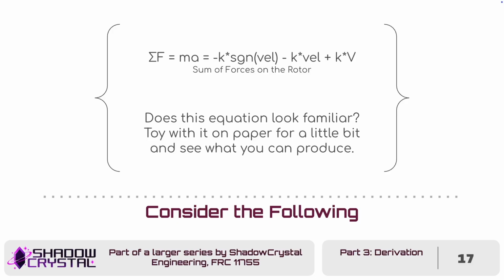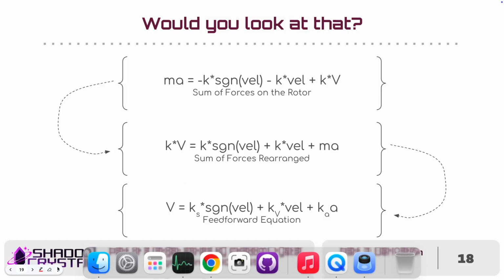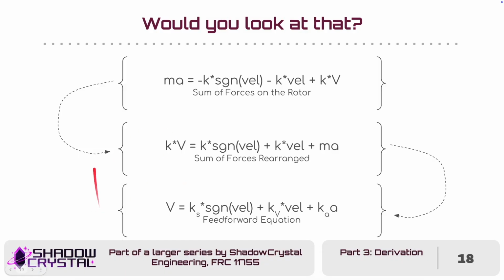All right, to those of you in the chat who figured it out, very, very good. This is a rearranged format of the feed-forward equation. So what you'll find is ma equals all these forces. You add these two terms to the side of the equation with ma, and then you divide out the k coefficient on controller output, and you are left with the feed-forward equation.